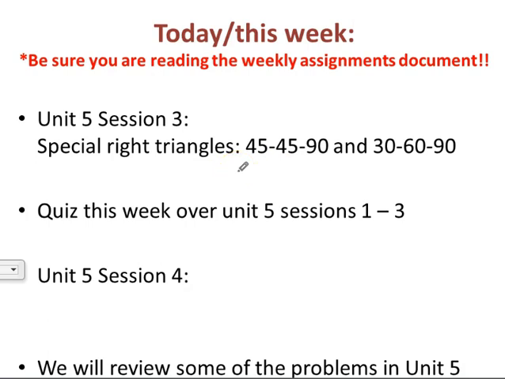All right, so what are we going to look at today and this week? So this week, we're going to do Unit 5, Session 3, where we look at some special right triangles, 45-45-90-degree triangles, meaning that one angle is 45, the other is 45, and then the third angle is 90 degrees. And then another special type of right triangle where one angle is 30, the other is 60, and the last one is 90 degrees. And each of these special types of right triangles has some pretty cool patterns that occur between the legs and the hypotenuse. So we'll look at that.